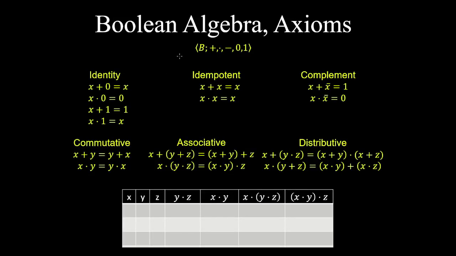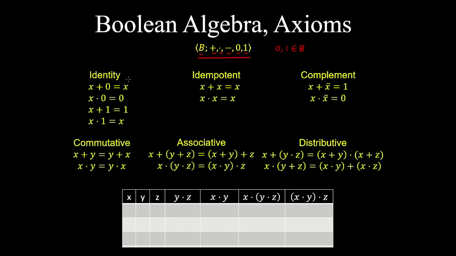Boolean algebra is the foundation to understanding how a computer performs operations. Now, if B is a set with the binary operations plus and dot, because these operations operate on two elements in the set, and we have a unary operation that operates on a single element in the set, and we have two special elements, 0 and 1, which are elements of B, and this is a Boolean algebra if it satisfies the following axioms or rules.